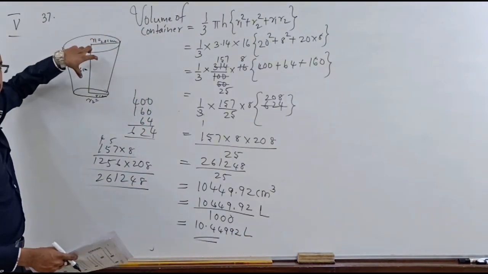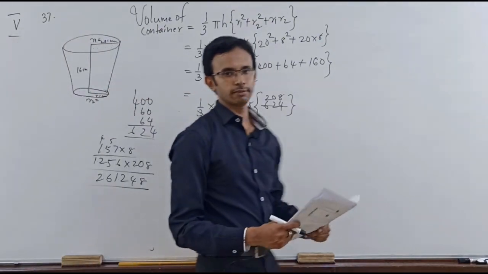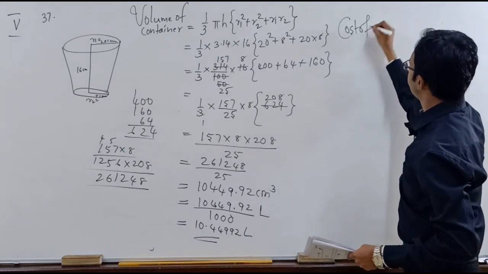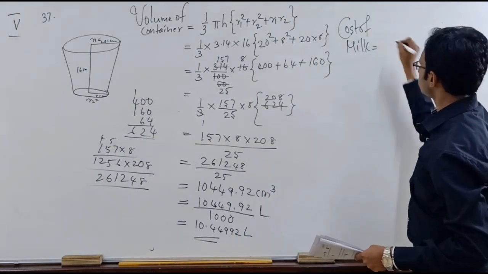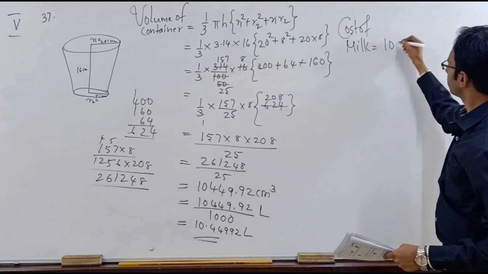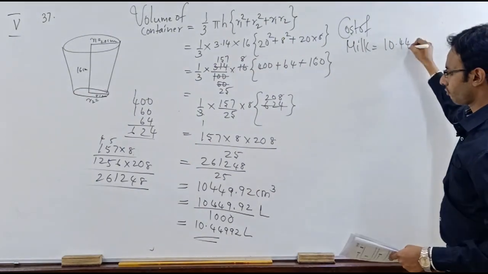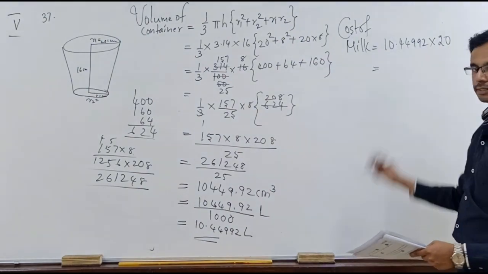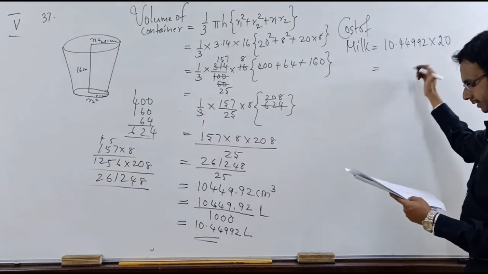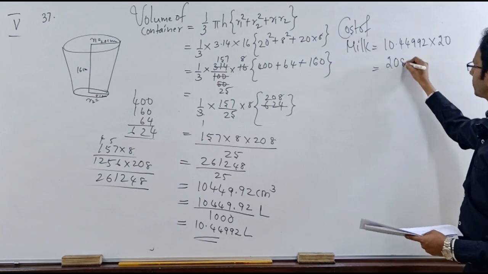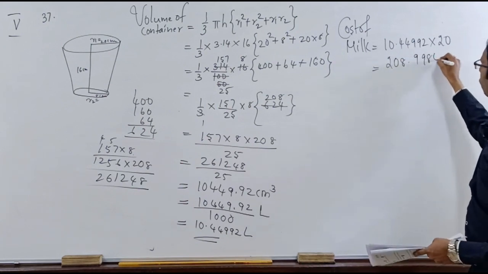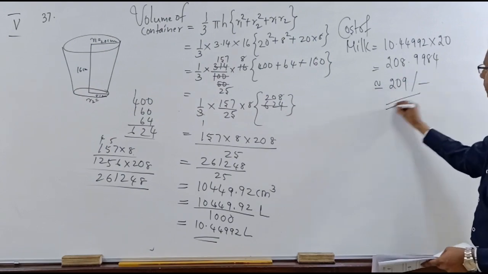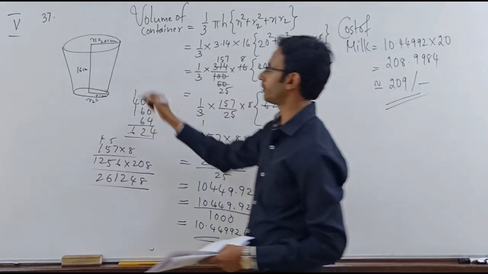So much milk is present in this, but what they are asking is the cost of the milk. So this is not the conclusion. To calculate the cost of milk, we take the value 10.44992 liters into 20, because 1 liter is 20 rupees. If you multiply this, you are going to get 208.9984. Approximately, if you round it off, it goes to rupees 209. So this will give you 4 marks. This is problem number 37.